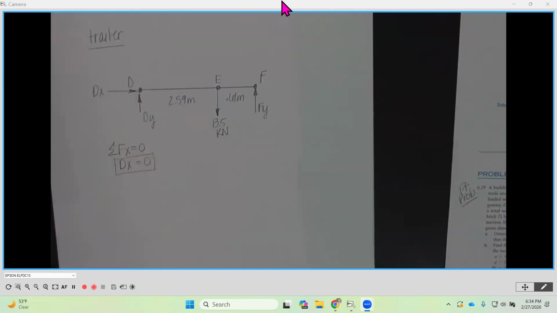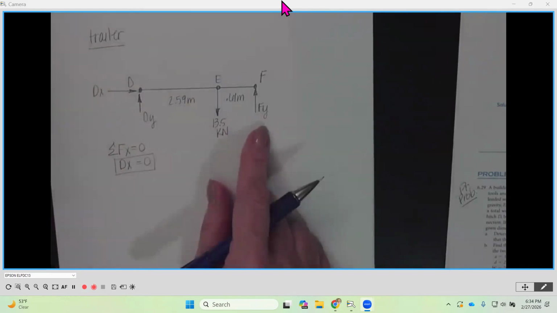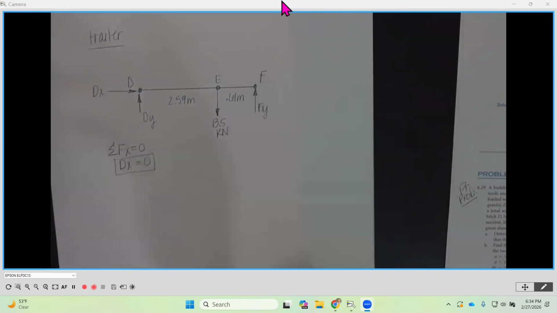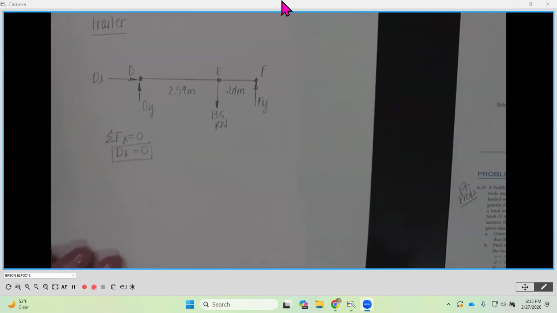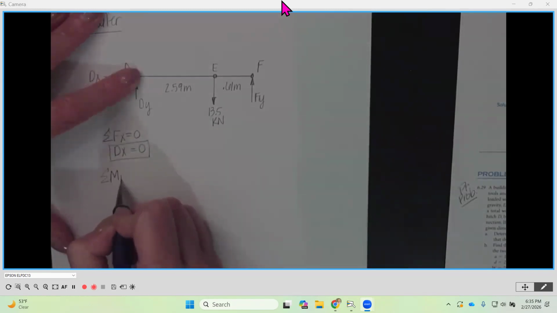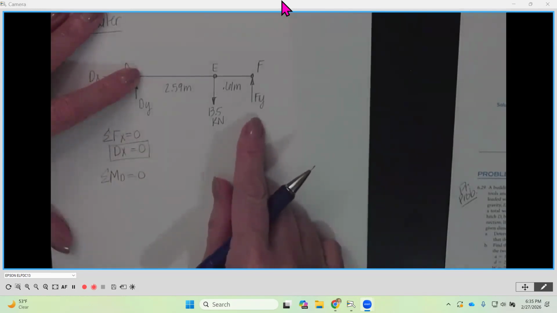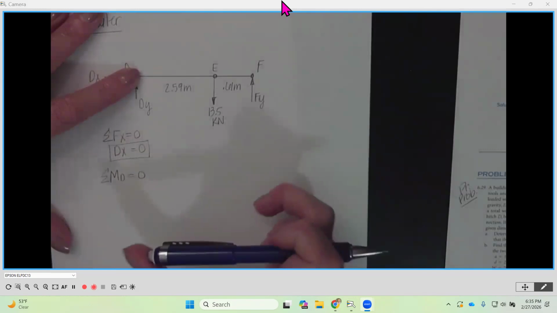Okay. Now, let's think about our unknowns here. If we sum our forces in the y here, we're going to have two unknowns. Not that it's a bad idea, but might as well decide, okay, I want to take one of those out of the equation. So I'm going to sum my moments, right? And what am I going to sum my moments around to help me out? D, sure. We're going to sum our moments around D. So sum of moments around D is equal to 0. Go ahead and sum your moments around D to solve for Fy, okay?